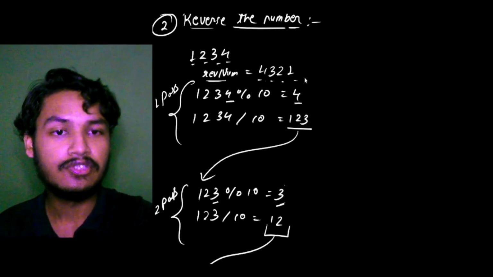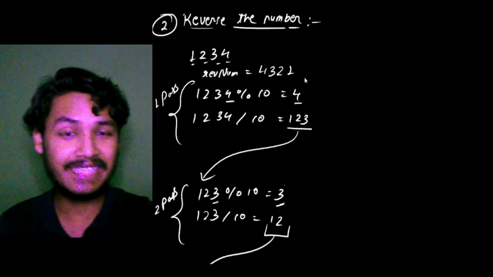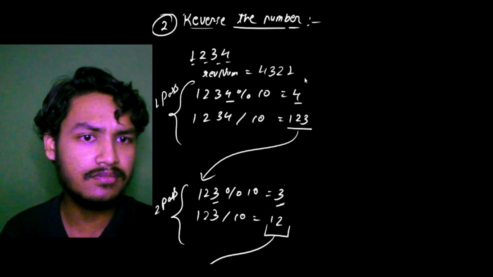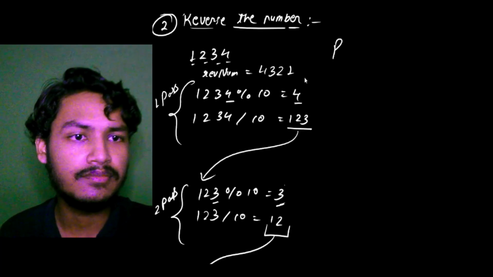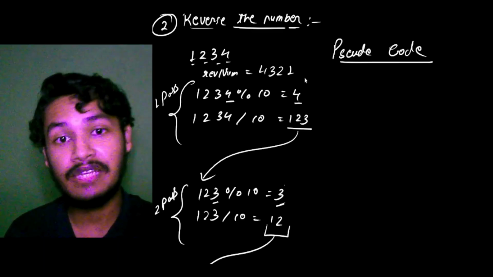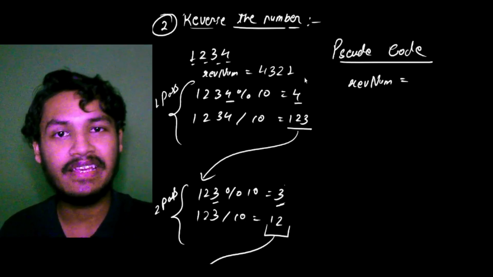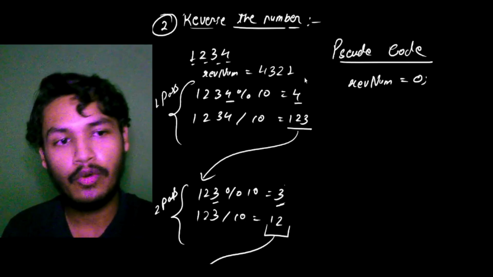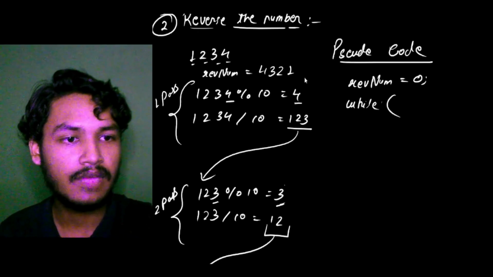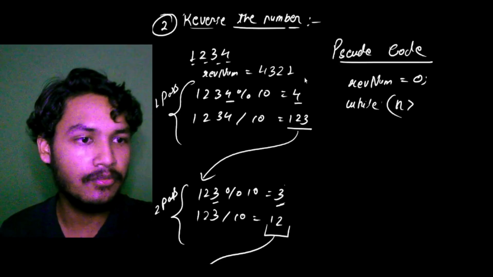All right, so let me write the pseudocode for this, and after writing the pseudocode I will discuss some edge cases where this approach can fail. So obviously we will have a reverse number variable. Initially we will initialize it with 0. Now we will run a while loop, and the condition will be n greater than 0.